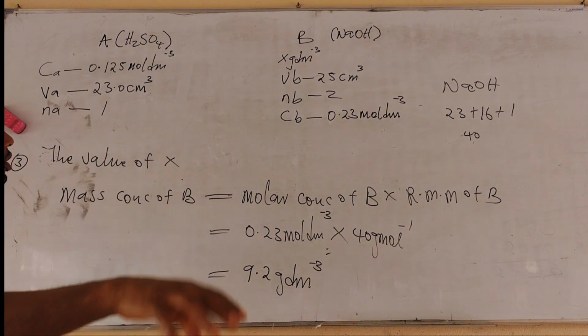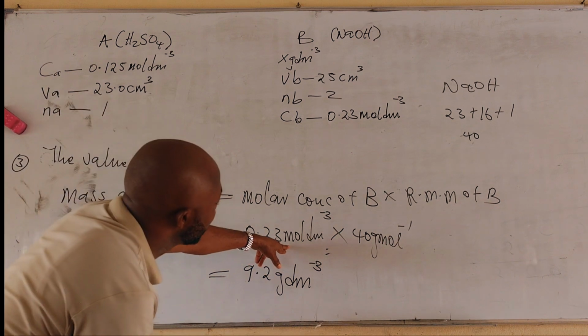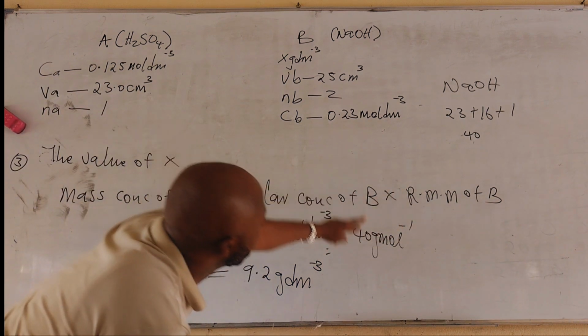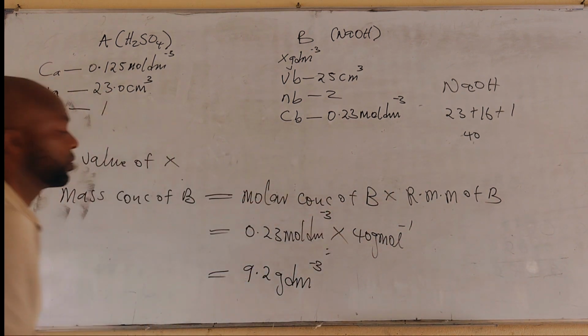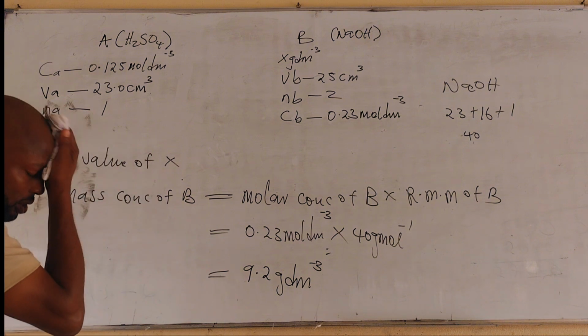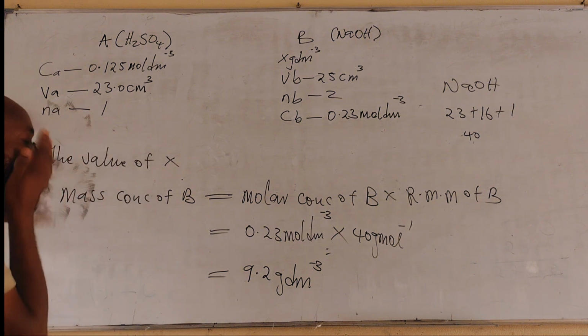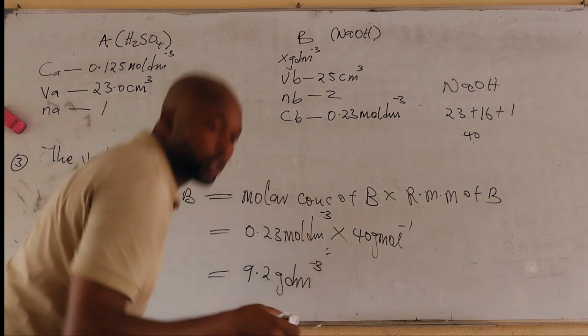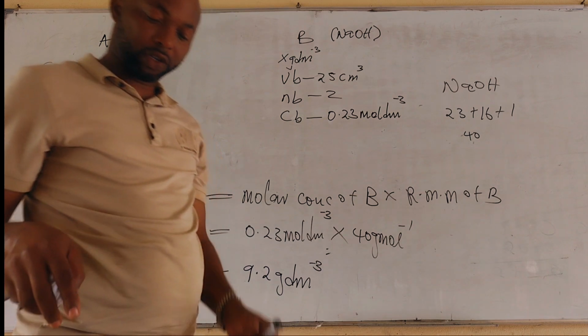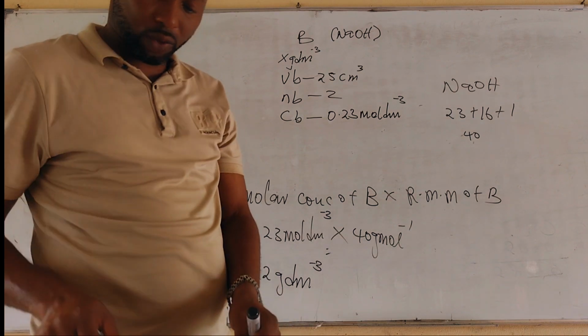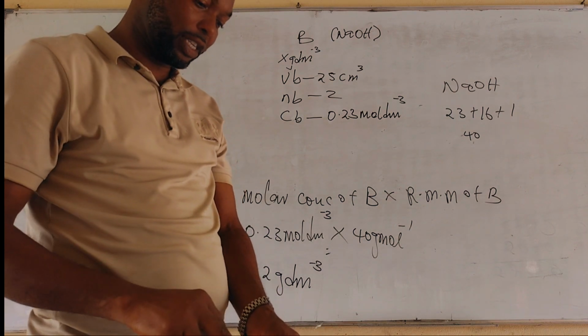Alright, the mole will go with the other mole. I'm left with g per dm cube. So that is it. So with this, we have just calculated our first question and we're done with it. So we can take our next question.